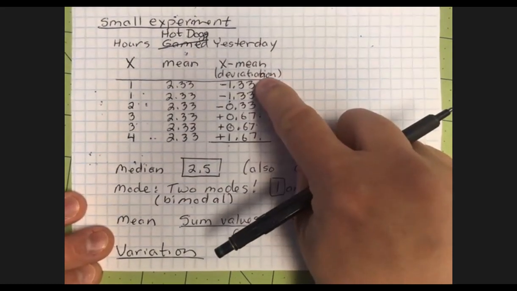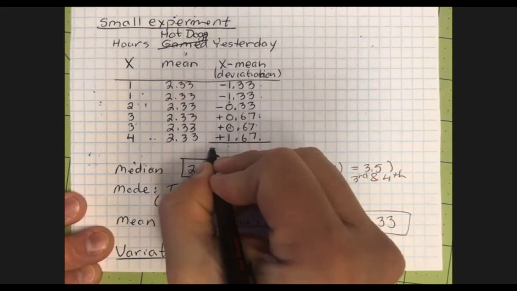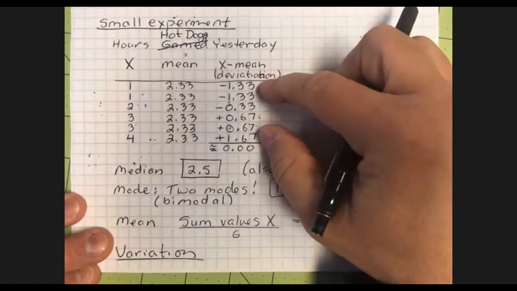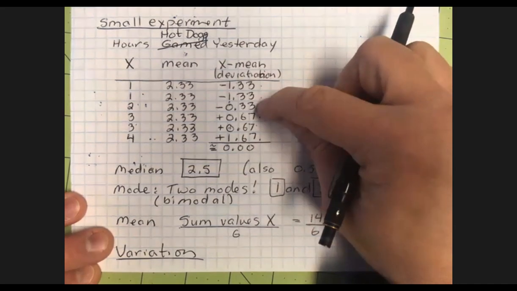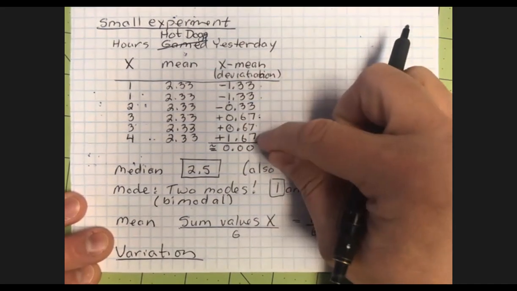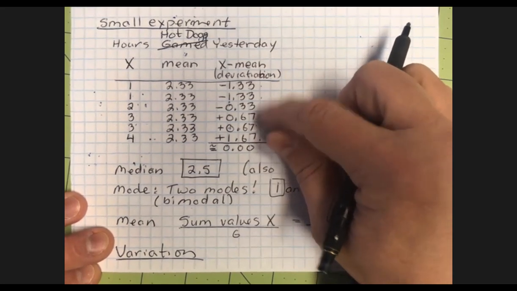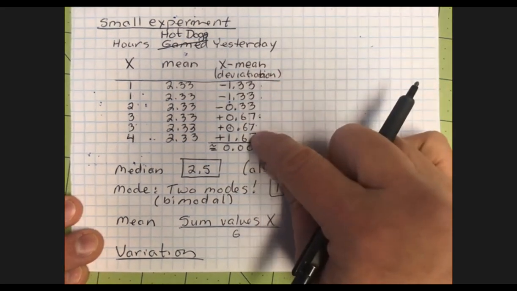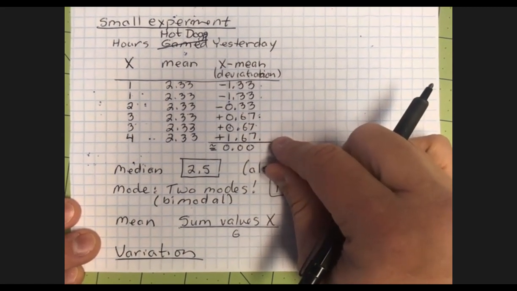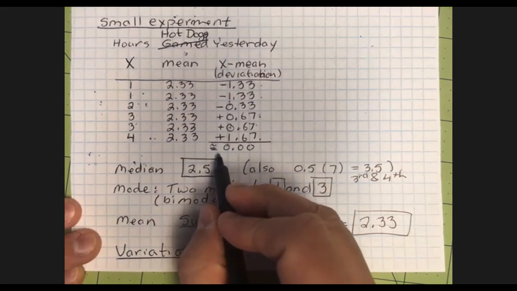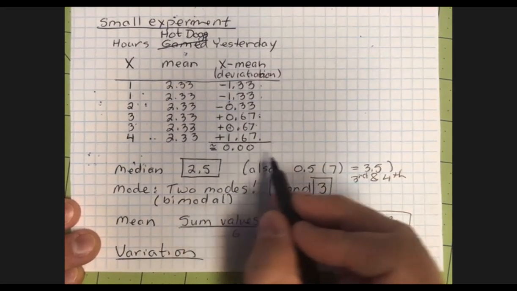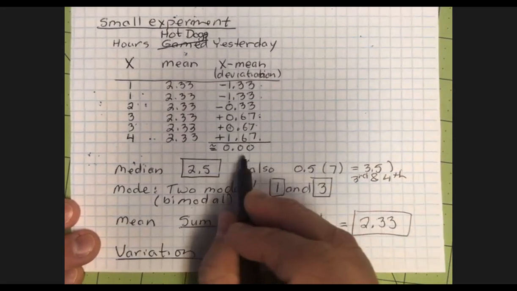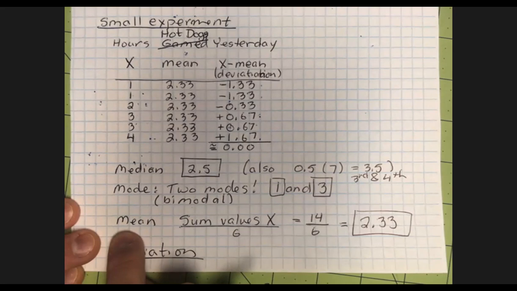Well, the funny thing is, if you add up all these numbers, you're going to get about 0. Now, because I rounded off, you won't get exactly 0. But look at this, minus 1.33 and minus 0.33, that's minus 1.67. That cancels out that one. And 0.67 twice adds up to about 1.34. That cancels out those two. All these deviations cancel out. So it doesn't do any good to ask, what's the average deviation? Because yes, the average deviation from the middle has to be 0. That's what being the mean means. That's what being the average means.